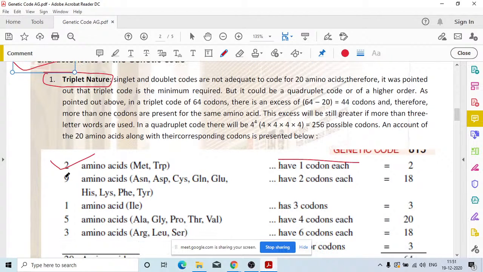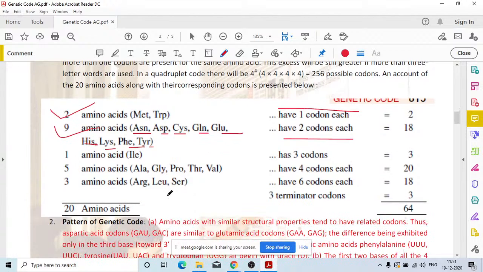Okay, nine amino acids: ASN, ASP, CYS, GLN, GLU, HIS, LYS, and phenylalanine, they have two codons each. There are two different codons which can code for ASN, two which can code for ASP, two for CYS, two for GLN, and two for GLU. And it is the same for all of these.